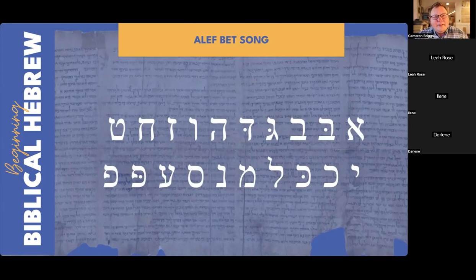Aleph, Bet, Vet, Gimel, Dalet, He, Vav, Zayin, Chet, Tet, Yod, Chaf, Kaf, Lamed, Mem, Nun, Samech, Ayin, Pe, Fe, Tsadi, Kuf, Resh, Shin, Sin, Tav.